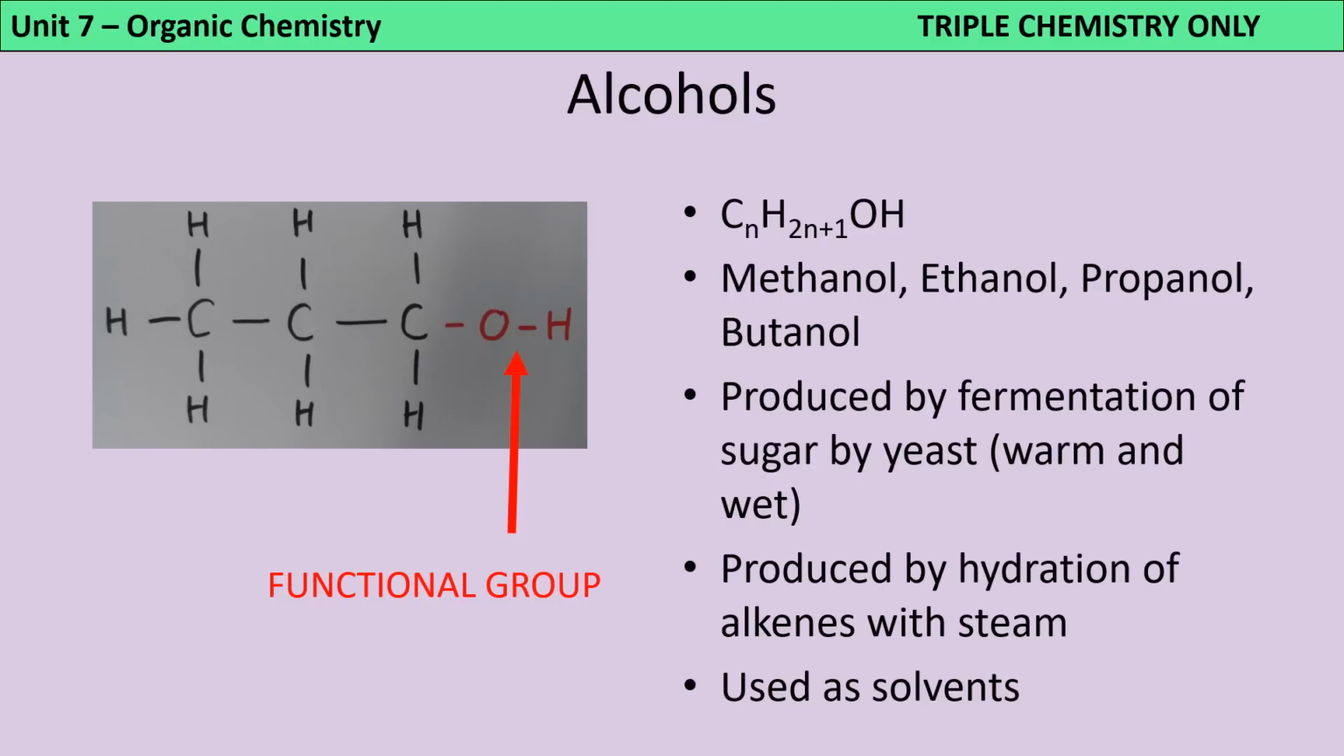The third homologous series you need to know about are the alcohols, which have the functional group OH. Their general formula is CnH2n+1OH, and the first four members of the group are methanol, ethanol, propanol and butanol. As well as being found in alcoholic beverages, ethanol is a really important solvent and general reagent in chemical industry. Depending on how pure you need your ethanol to be, it can either be produced by fermenting sugar by yeast in warm and wet conditions, or by hydrating ethene using steam.